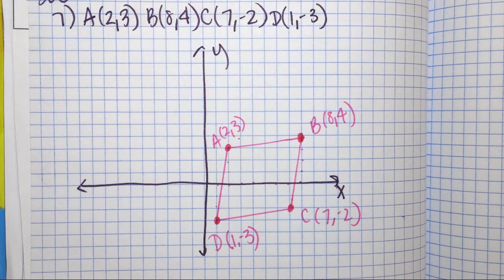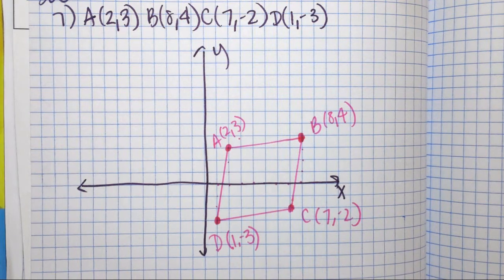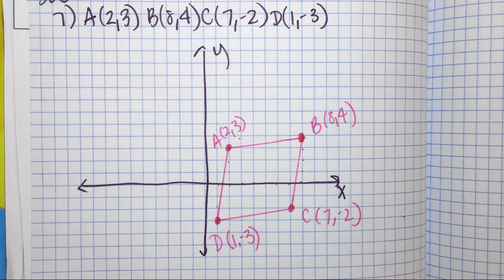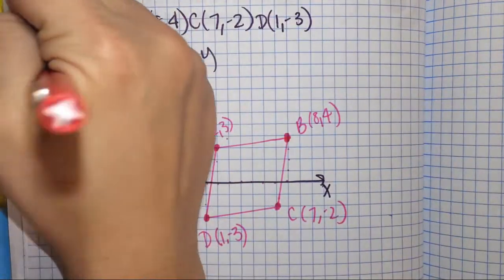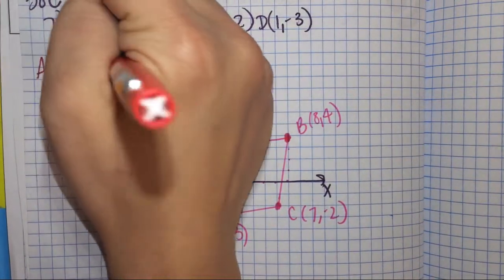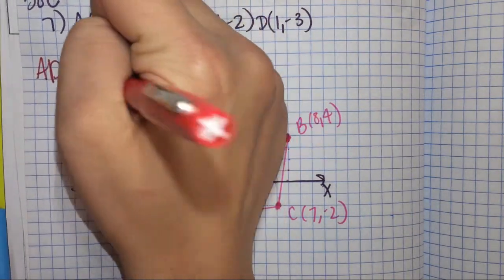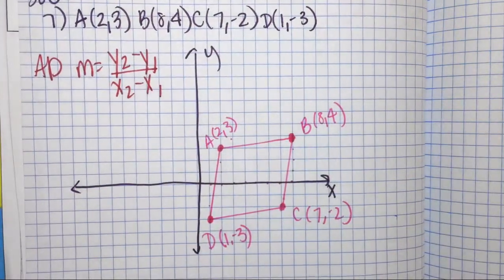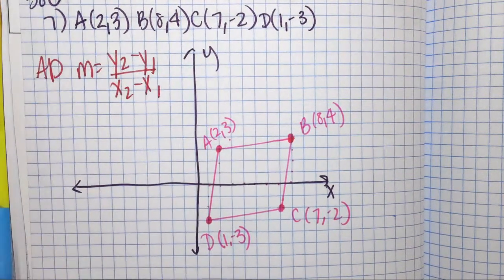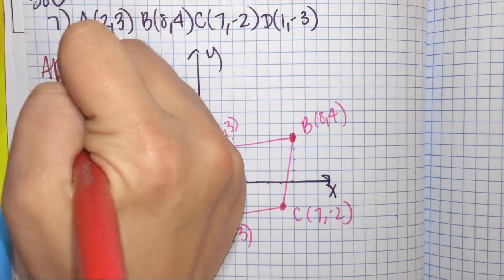So this is what mine looks like. Now, how could we tell for sure if our opposite sides are parallel? What do we know about parallel lines? They have the same what? They have the same slope. So we would have to use the slope formula and find the slope of each of our lines. So we would find the slope of AD. And remember, the slope formula is y2 minus y1 divided by x2 minus x1. And we would have to do the same thing for BC, and we want to see if those are congruent.